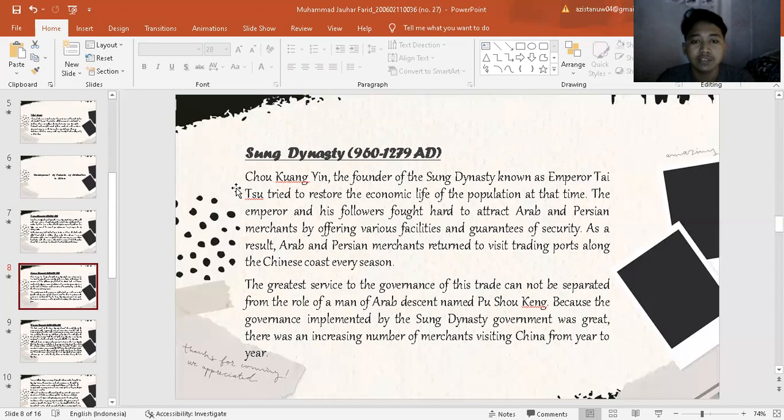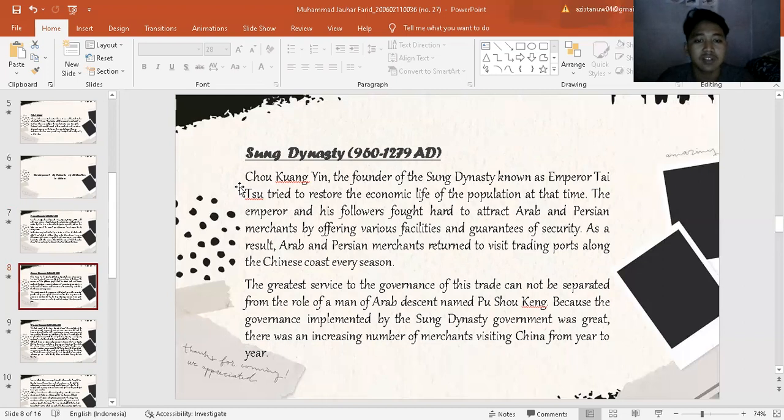Zhao Kuangyin, the founder of the Song Dynasty, known as Emperor Taizu, tried to restore the economic life of the population at the time. The emperor and his followers worked hard to attract Arab and Persian merchants by offering various facilities and guarantees of security. As a result, Arab and Persian merchants returned to visit trading ports along China's coast every season.